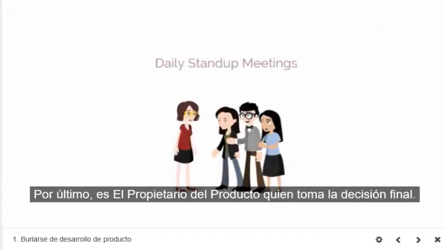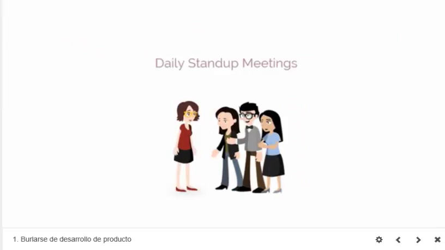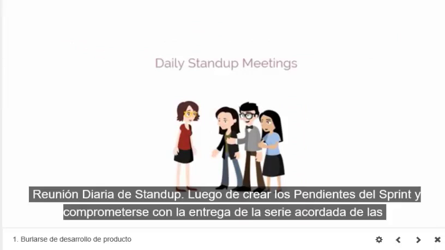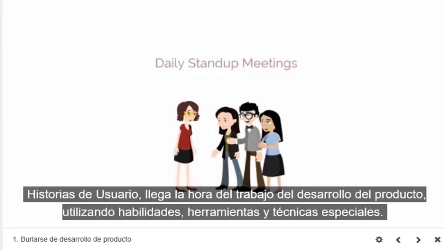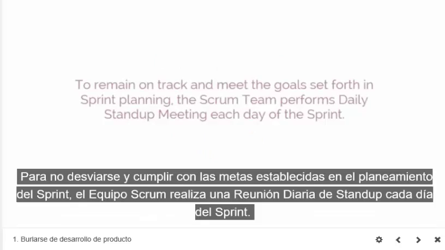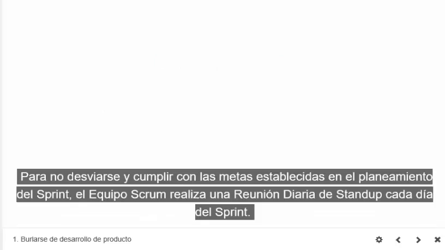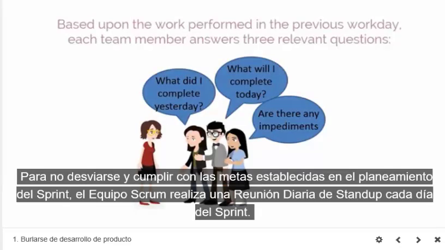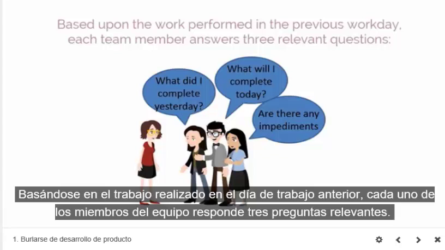Daily stand-up meetings. After creating the sprint backlog and committing to the delivery of an agreed set of user stories, it is time for the actual product development work using the specialist skills, tools, and techniques. To remain on track and meet the goals set forth in sprint planning, the Scrum team performs daily stand-up meetings each day of the sprint. Based upon the work performed in the previous work day, each team member answers 3 relevant questions.